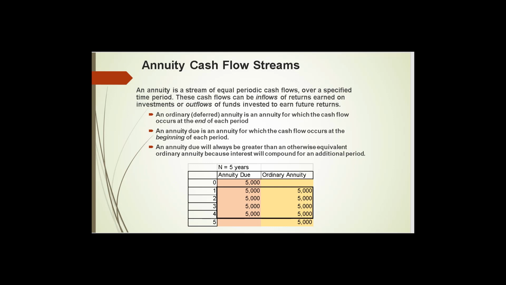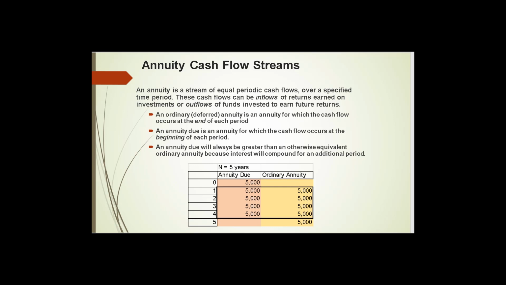So now let's switch gears and think about annuities. Annuity cash flow stream, if you remember, is an equal periodic cash flow for a certain period of time. They could either be inflows or outflows, right? You could be receiving equal amounts or you could be paying equal amounts. Now we have two different forms of this, and really it just designates when the cash flows occur.